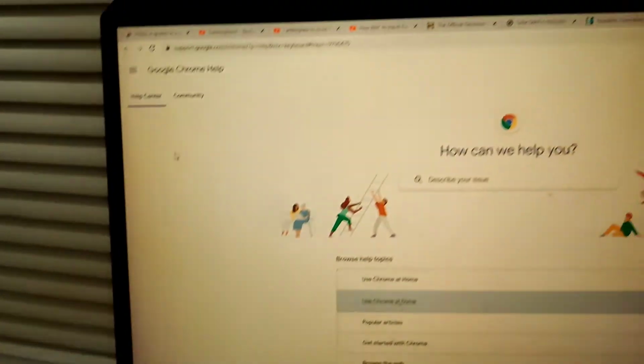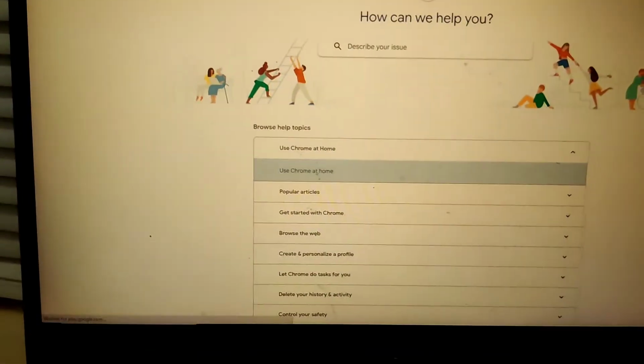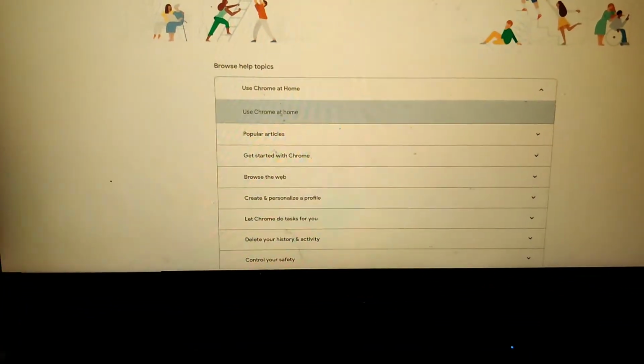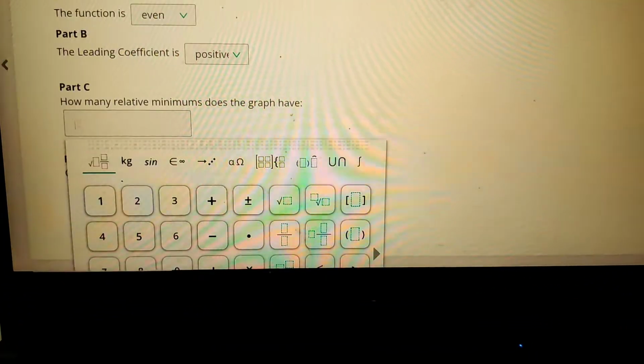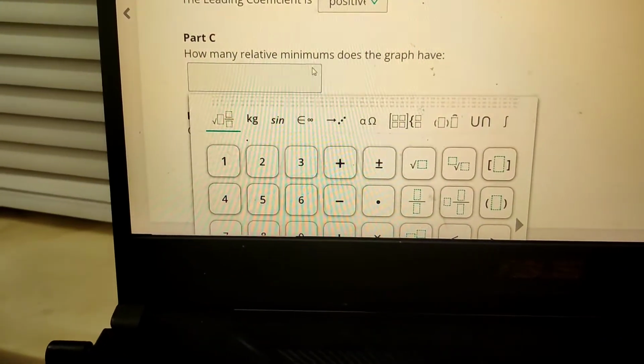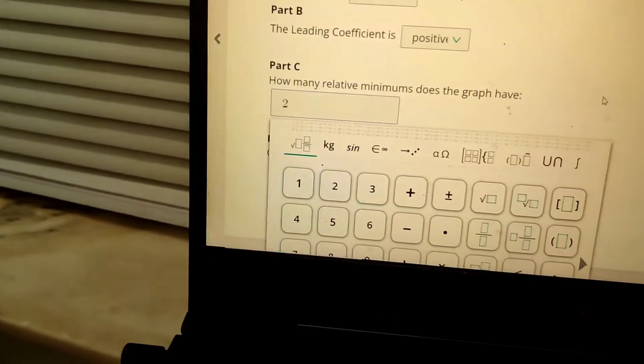Where did I just go? No, I don't need their help, do I? Let's go back. There we go. All right, 2 minimums. Boom.